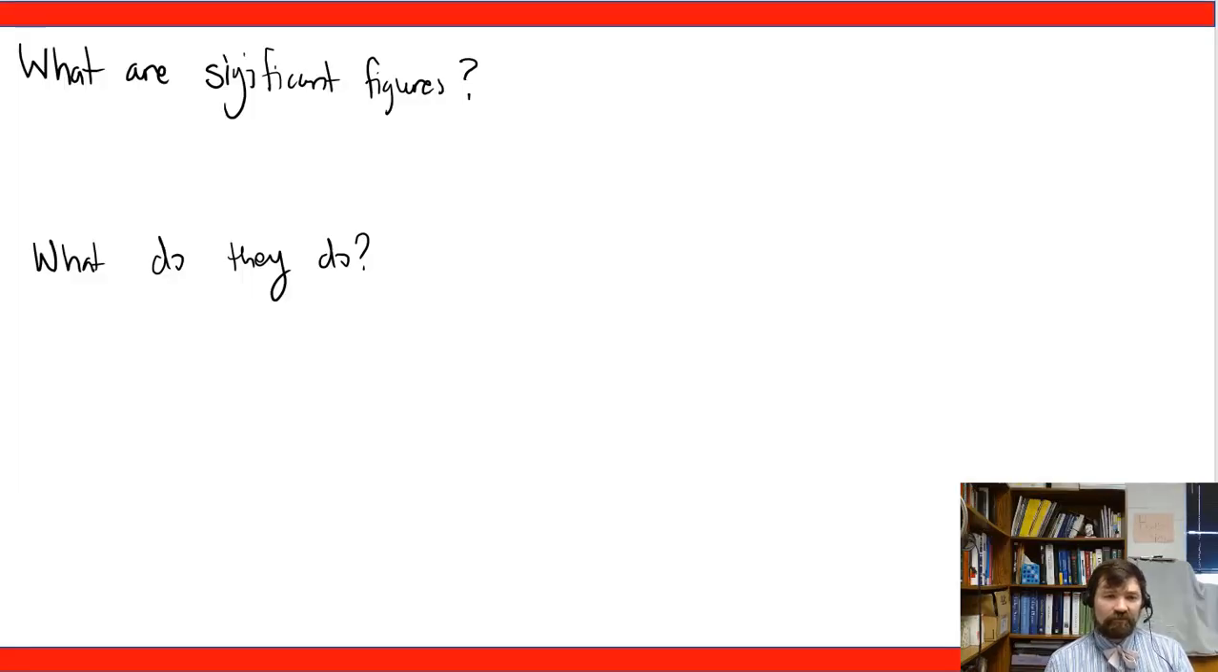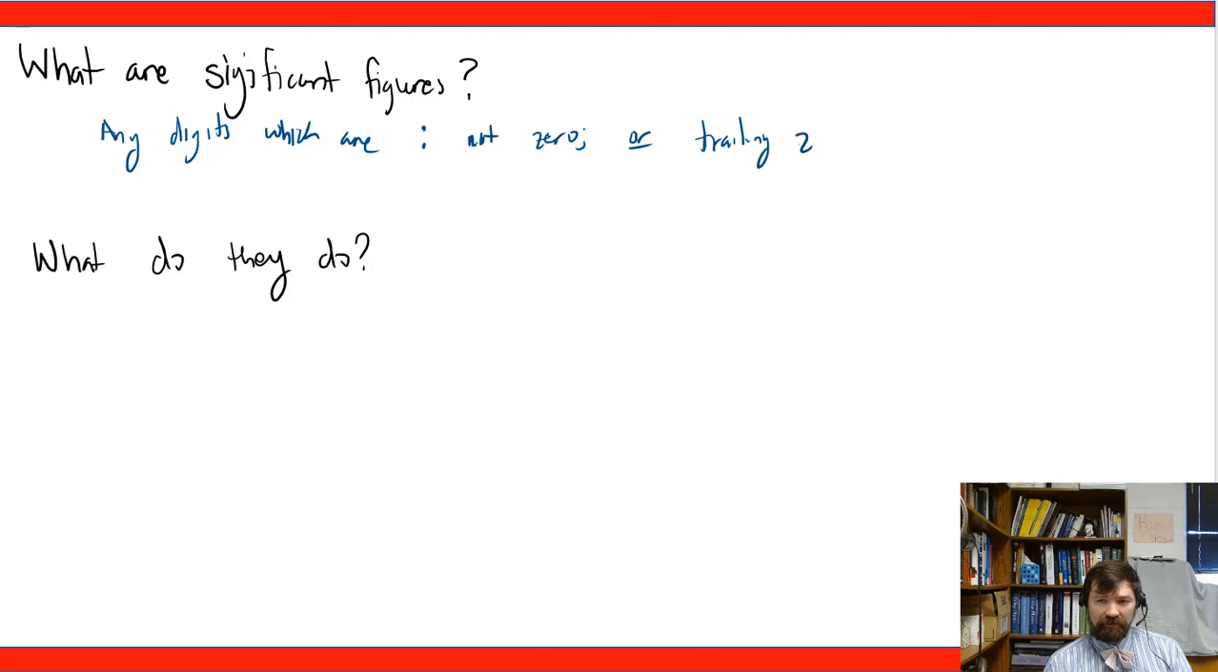So let's start off with just what they are and what they do. The simplest definition for what a significant figure is: it's any digits which are not zero, or trailing zeros after a decimal, or captive zeros.